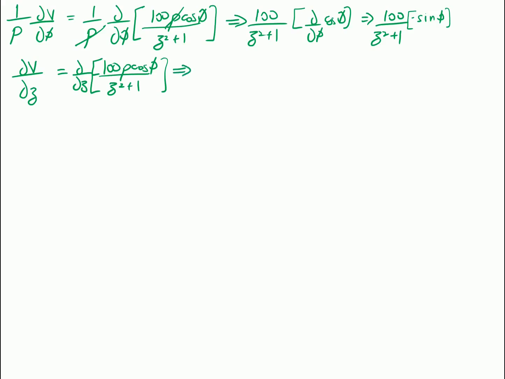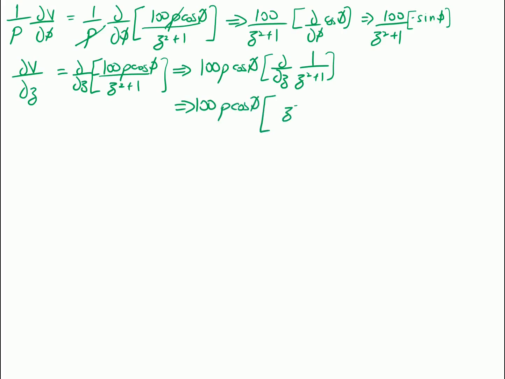So I can say the elements that are not needed is 100 rho cos of phi, and then you take the partial derivative with respect to 1 by z square plus 1. Okay, so here we can apply the inner and outer rule, or we can do one more thing. We keep 100 rho cos of phi as it is, and I can say it is z square plus 1 minus 1, and now I can apply the equation.